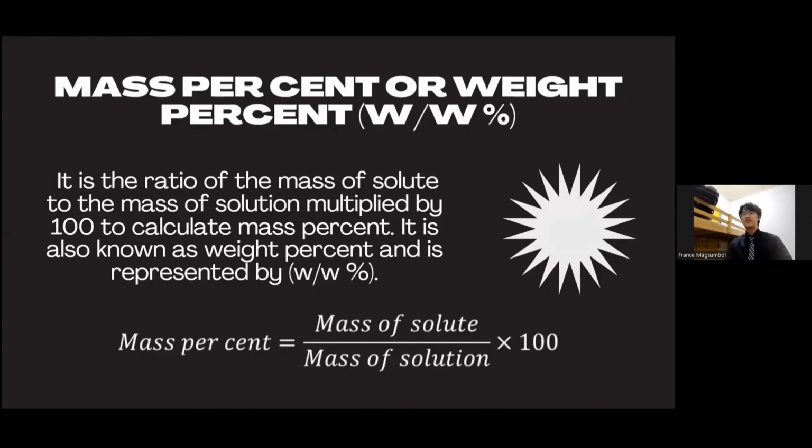Next, mass percent or weight percent. It is the ratio of the mass of solute to the mass of solution, multiplied by 100 to calculate mass percent. It is also known as the weight percent. Mass percent is equal to mass of solute over the mass of solution times 100.